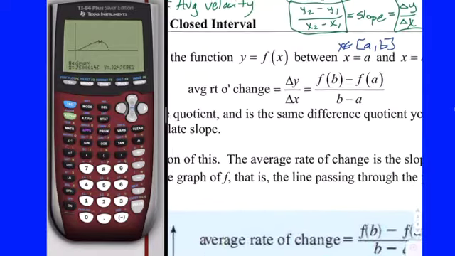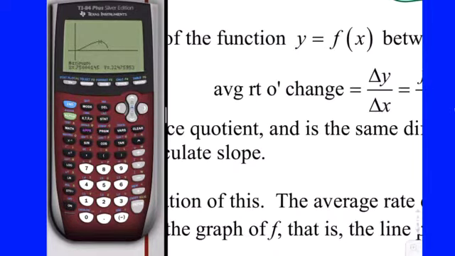It's going to be average rate of change, a little bit of Irish in here this morning.